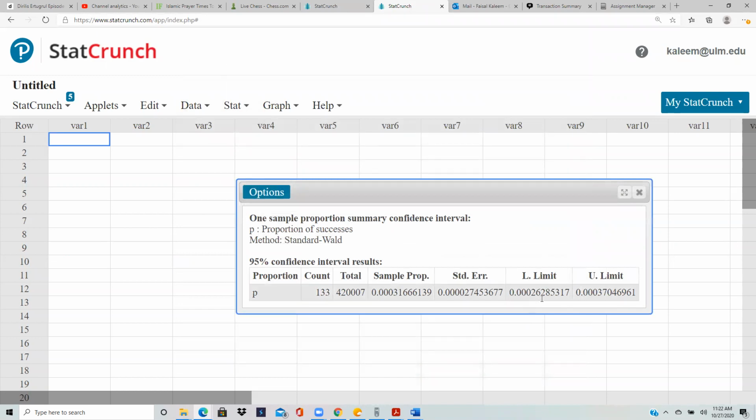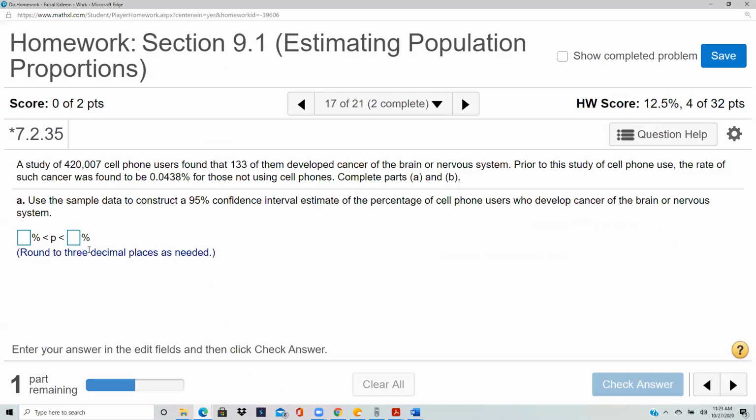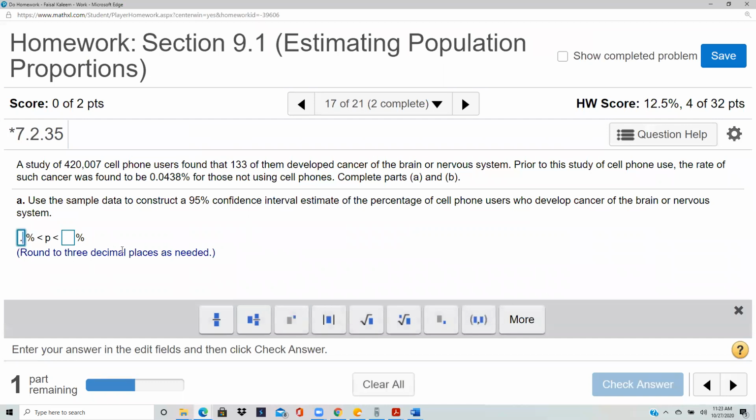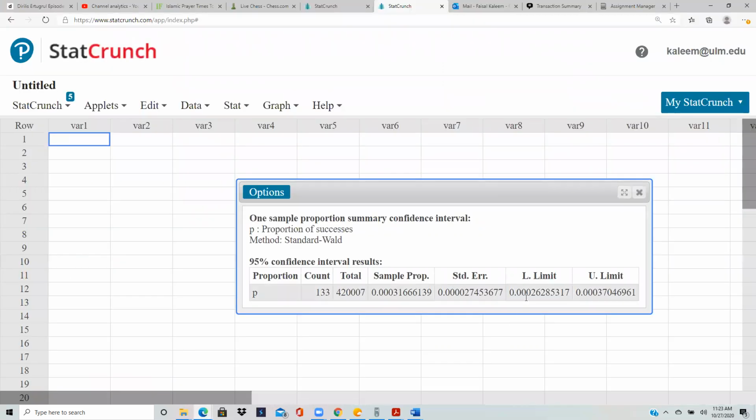0.000263 and 0.00037. So 0.000263, and if it's in percentage, you multiply by 100, which means you shift the decimal 2 places forward. So 0.000263 will become 0.026. And what was the other one? So move the decimal place 2 forward, so it would be 0.037.